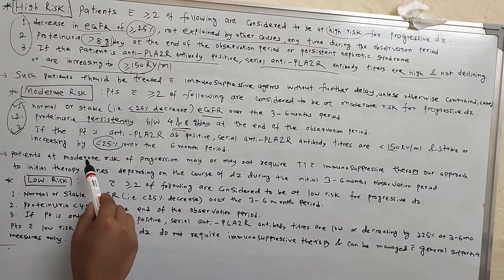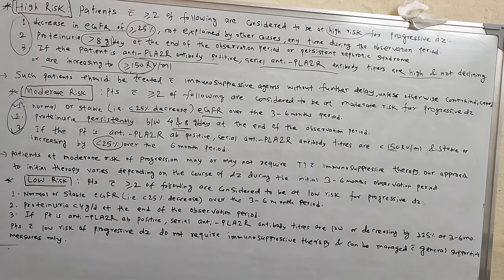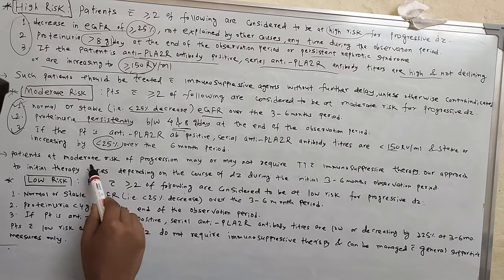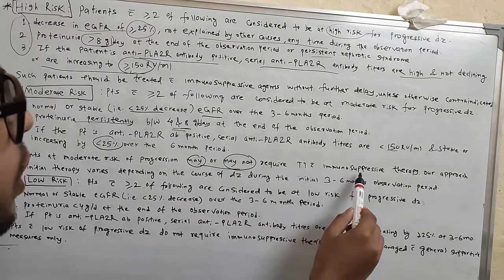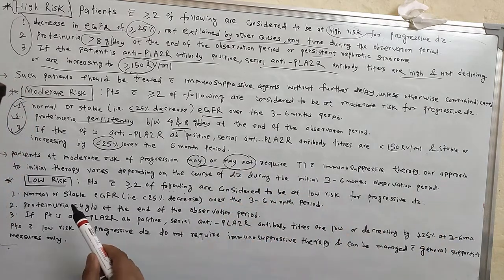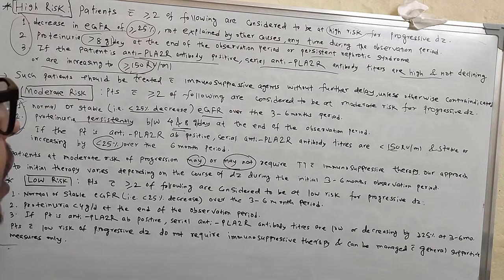And do we start treatment or not in patients with moderate risk? Patients at moderate risk of progression may or may not require treatment with immunosuppressive therapy. Our approach to initial therapy varies depending on the course of the disease during the initial 3 to 6 month observation period.